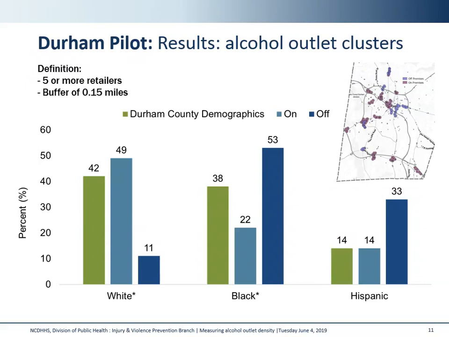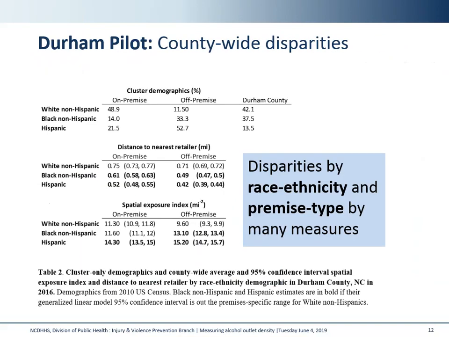But for now, we drew some boundaries around some clusters and looked at the demographics of who lived there. So here you see Durham County demographics in green on the left, compared to the demographics of who lives in these on and off-premise alcohol outlet clusters. So those living in high-density off-premise alcohol outlet clusters were disproportionately Black and Hispanic in Durham. These disparities extend to other measures too. Yeah, you can sort of read that.